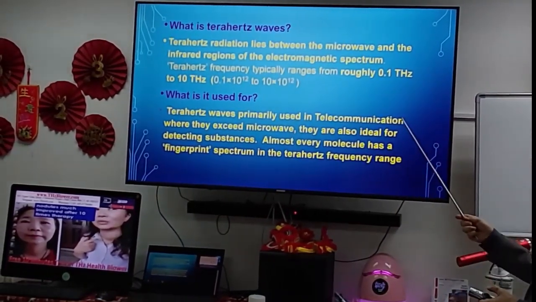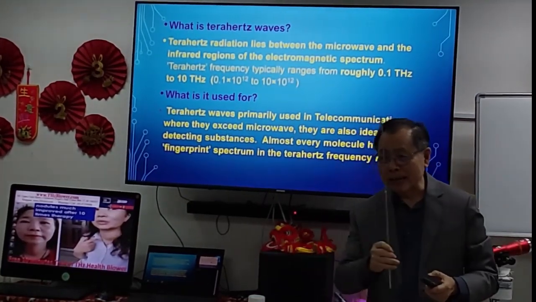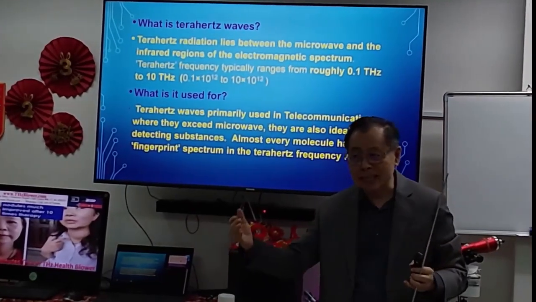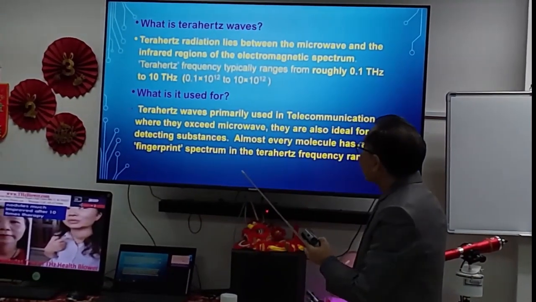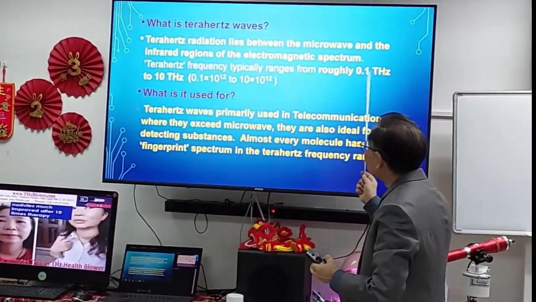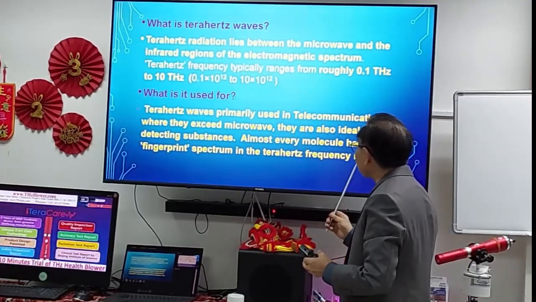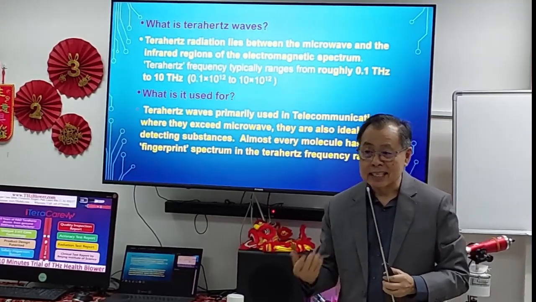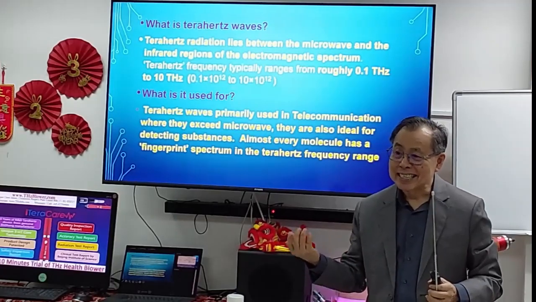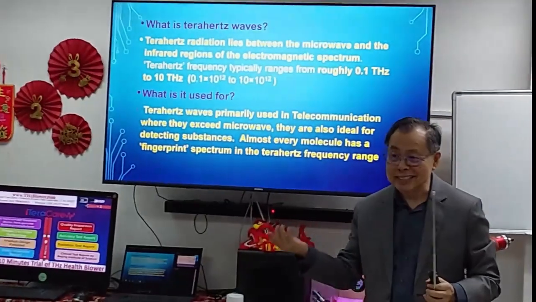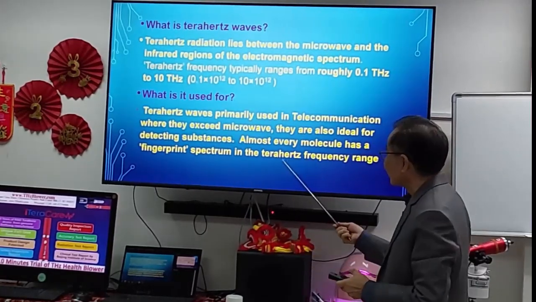Now, a reminder that terahertz radiation is on the electromagnetic spectrum. The electromagnetic spectrum includes light, the light that enables us to see, and it is between microwave and infrared. I'll show you where it is later on. And it's primarily used in telecommunications. If your phone has 5G, that's microwave. 6G is terahertz, just to give you information. So terahertz is very advanced, in other words.